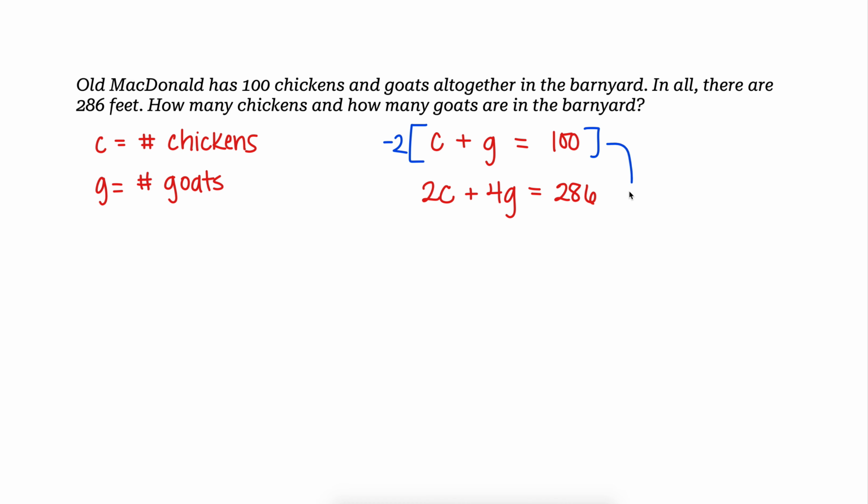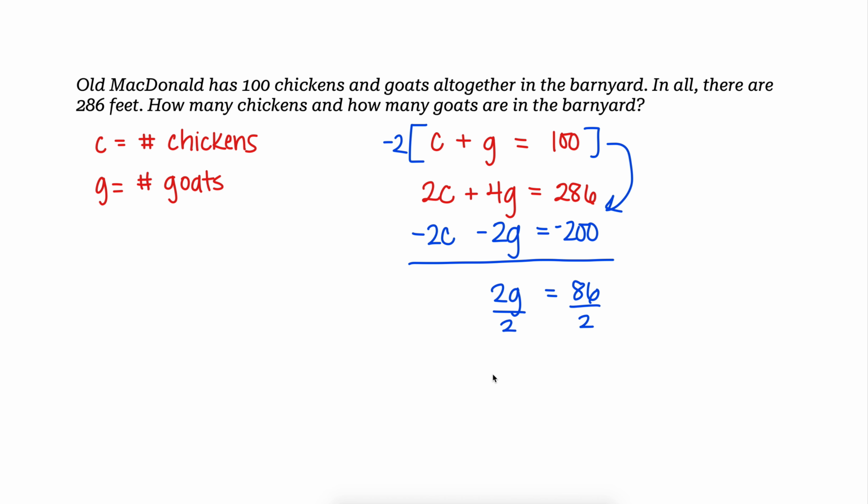So when I multiply that top equation by -2, I get -2c minus 2g equals -200. So now when I add my equations together, I'm going to eliminate the c's. So I get 2g equals 86. Divide both sides by 2. So I have 43 goats.